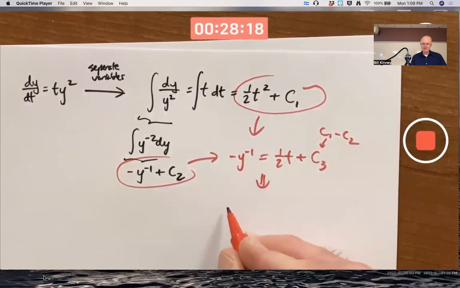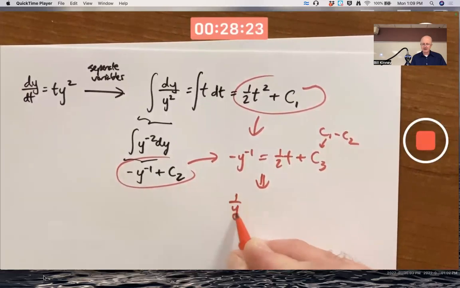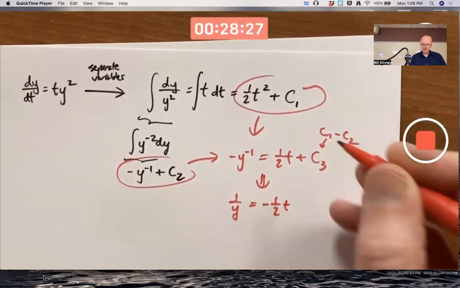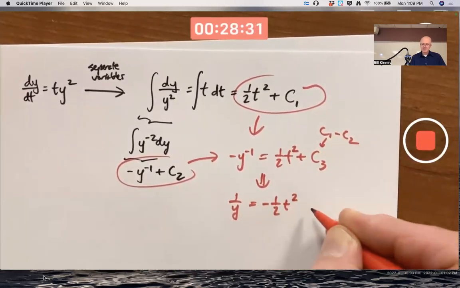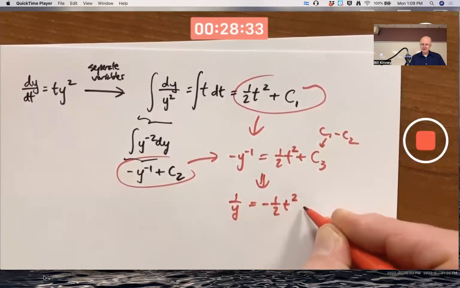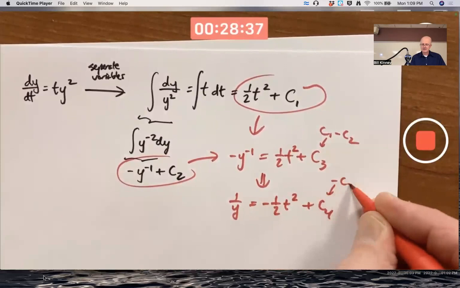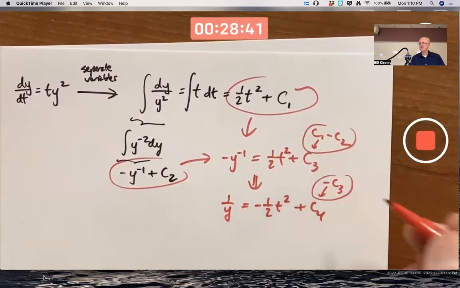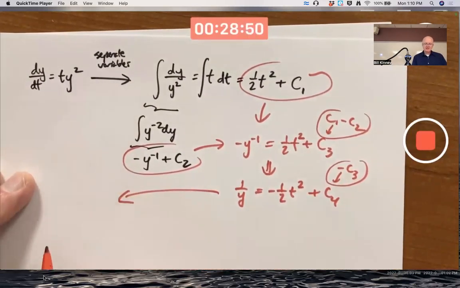Multiply both sides by negative 1. And also y to the negative 1 is the same as 1 over y. Oops, I made a mistake. This should be a t squared. But negative 1 times c3, I might as well just call that c4. That's negative c3. I'm making these extra comments here. You don't have to when you write your homework. Almost done. Take the reciprocal of both sides to solve for y.